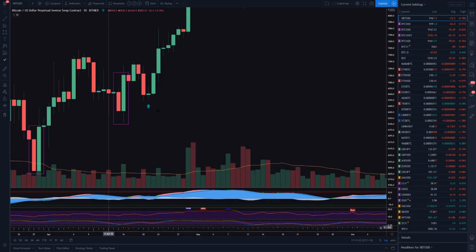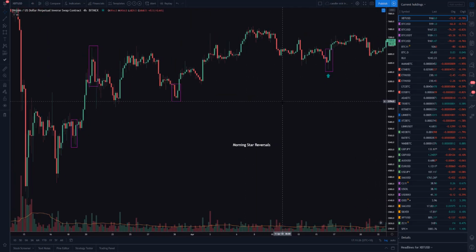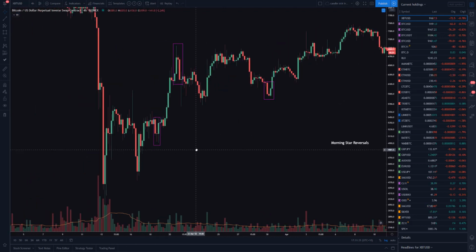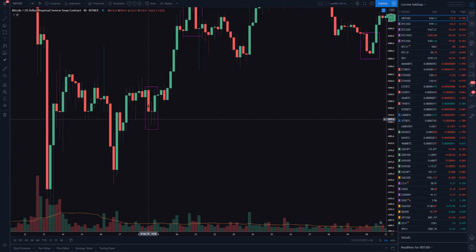So we'll get the chart back open. Right, this is our morning star reversal. So we'll start off on the left-hand side. This is a really nice one here. So what we're looking for is a big red candle going down, which is indicating bearish momentum.